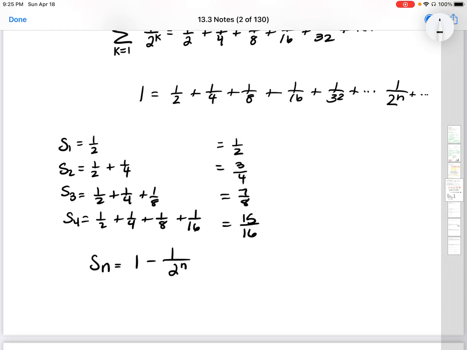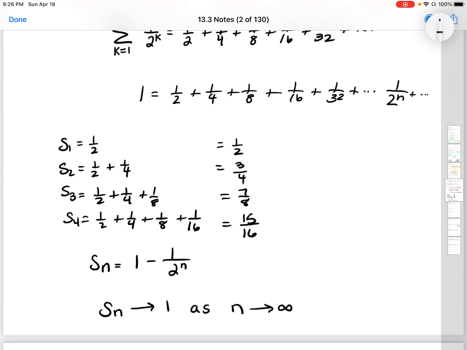So what we can really say is that as the sum becomes 1 or approaches 1, n goes off to infinity. So as the sum is approaching the value of 1, this happens as n is approaching infinity.